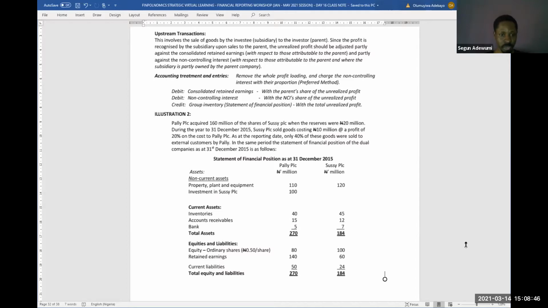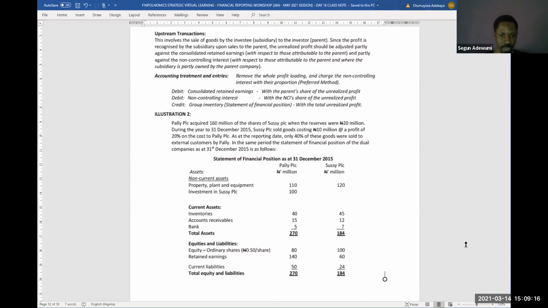Illustration 2. Pali PLC acquired 160 million of the shares of Suzy PLC when the reserves were 20 million naira. During the year to 31st December 2015, Suzy PLC sold goods costing 10 million naira at a profit of 20% on the cost to Pali PLC. As at the reporting date, only 40% of these goods were sold to external customers by Pali.